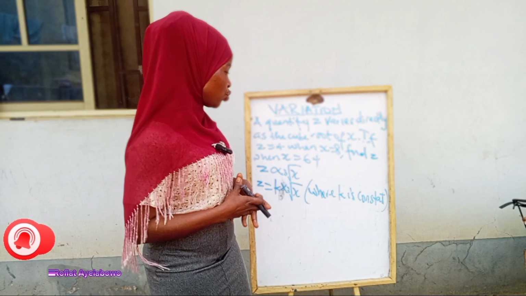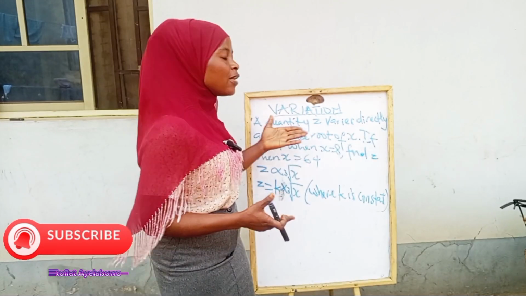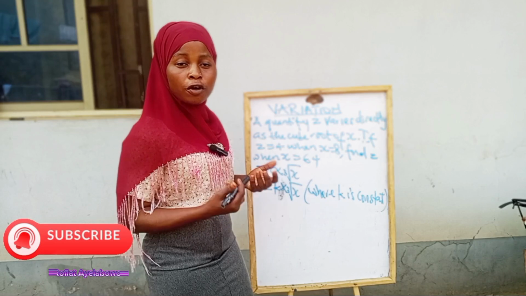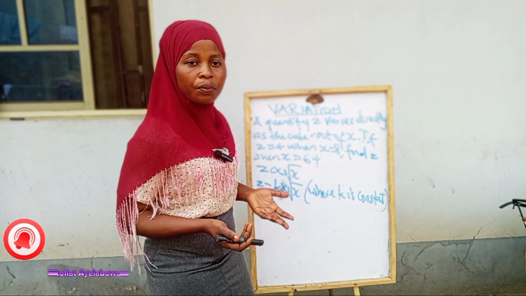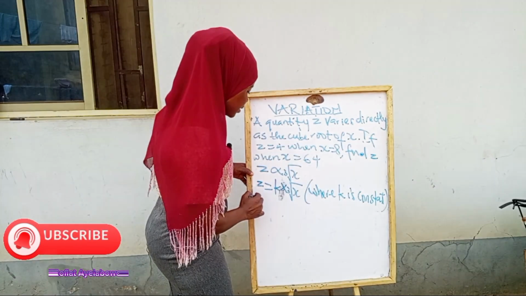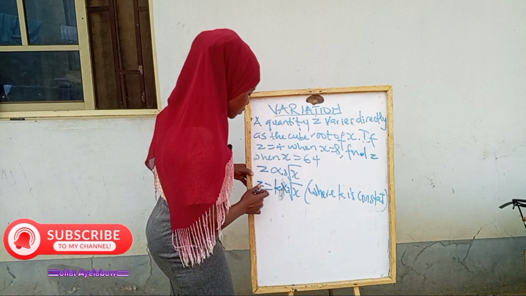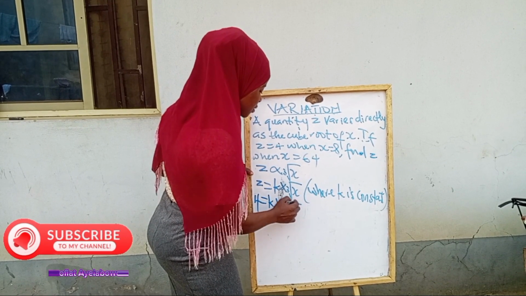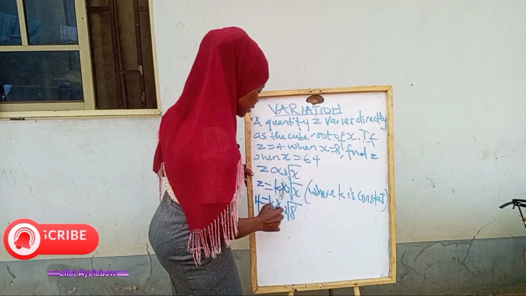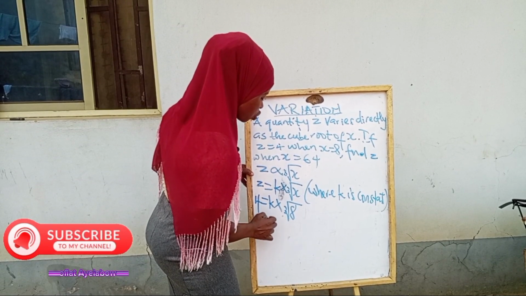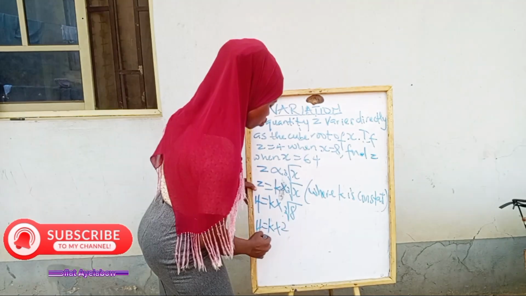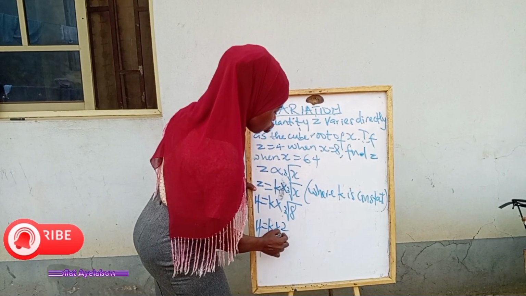Next thing that we are going to do is to substitute the value of the first expression into our equation for us to know the rate at which they are proportional. z is 4, so 4 is equal to k times cube root of 8. The cube root of 8 is 2, so 4 is equal to 2k.